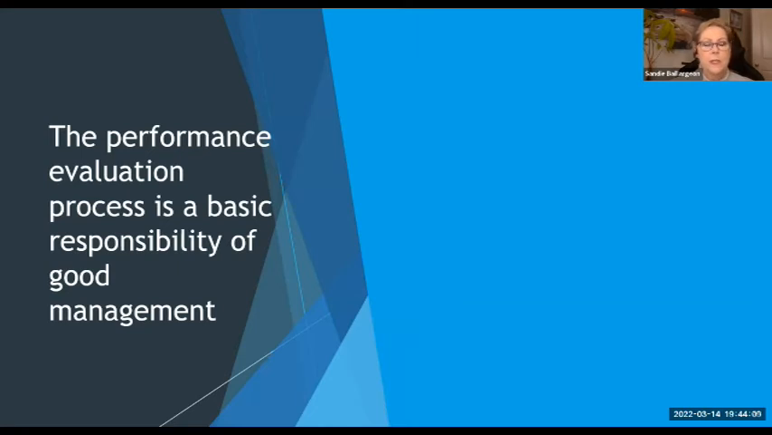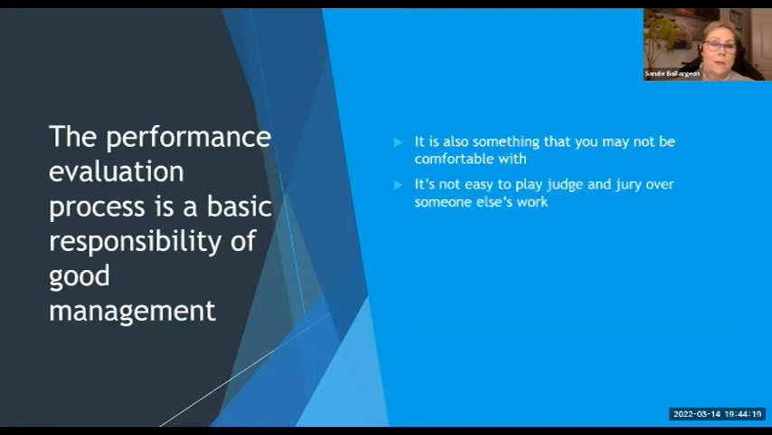The performance evaluation process is the basic responsibility of good management. It's very important that this is done at least annually. It may be something you're not comfortable with. However, using this system might make you a little bit more comfortable because this system is very objective. So there's some subjective information in there, but mostly it's objective and it's pertaining directly to their job descriptions. So you are evaluating them on their actual performance of what they do.